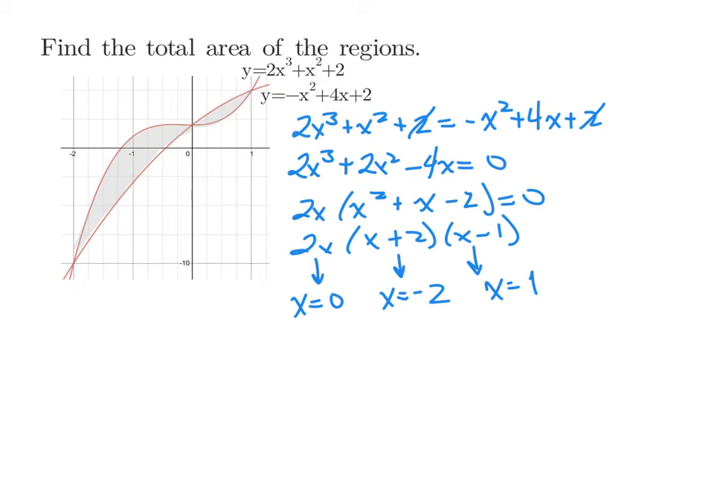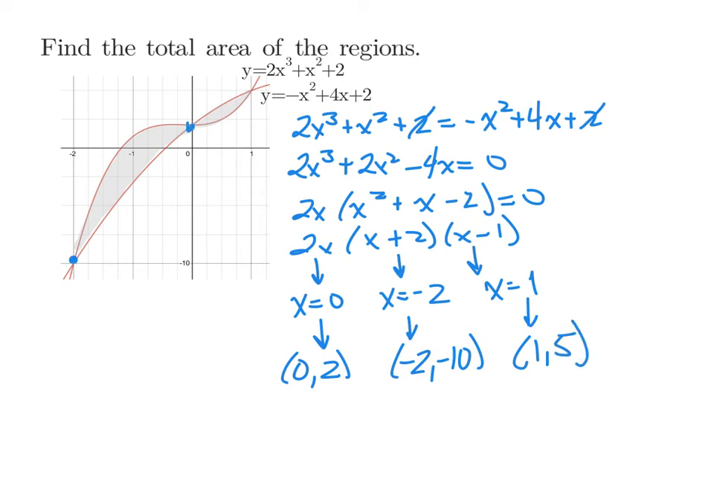If you want to go a step further and find their corresponding y coordinates, the three results would be the point 0, 2. From here, negative 2, negative 10. And our last point would be at 1, 5. Meaning, our 3 points here happen at x equals negative 2, 0, and 1.